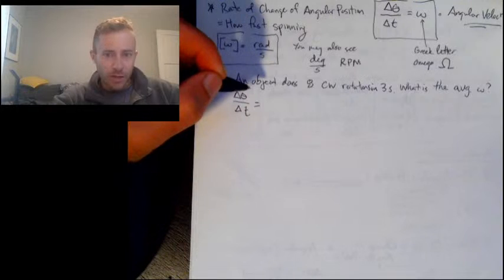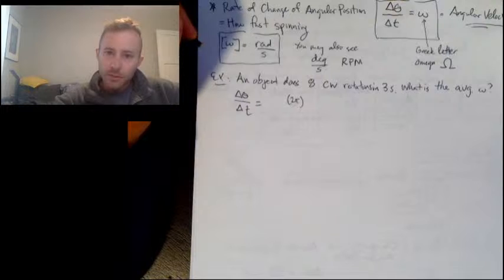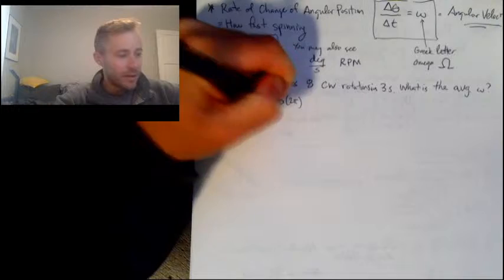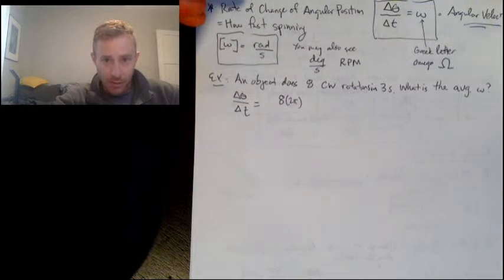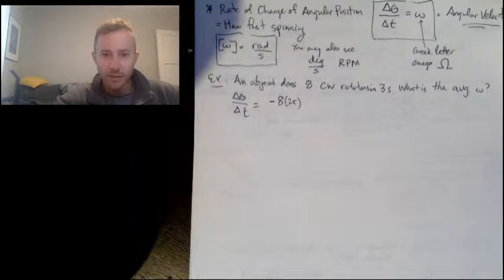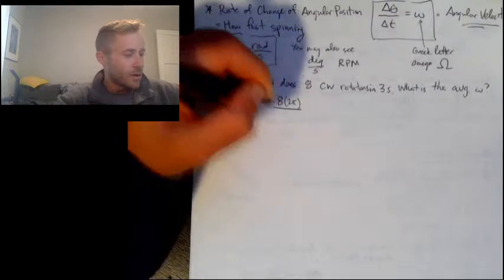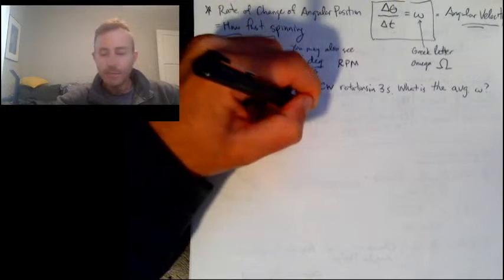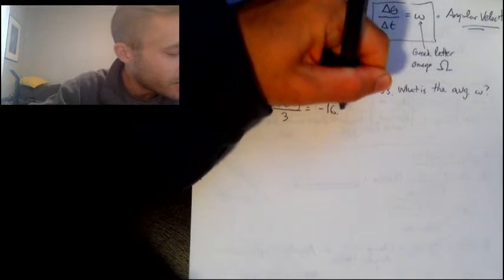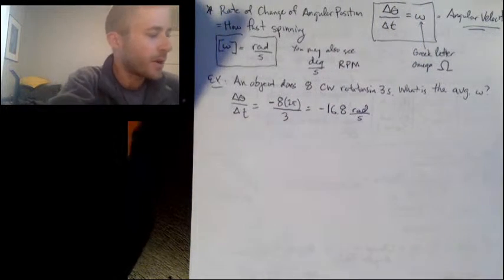Well, we did 8 rotations. So 1 rotation is 2 pi radians, and that means 8 rotations are going to be 8 times that, so 16 pi radians. And it's clockwise, so the angular displacement is negative. So the angular displacement is negative 16 pi in 3 seconds. Working out the math, you will get negative 16.8 radians per second as the angular velocity.